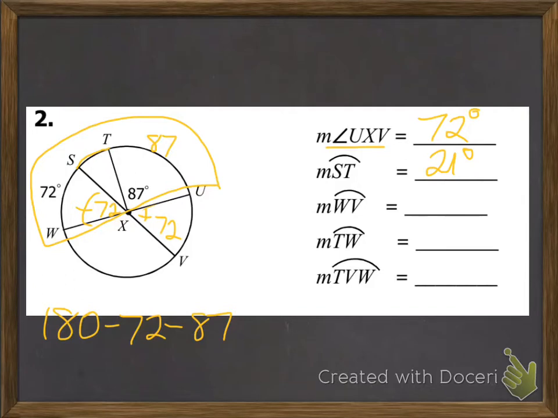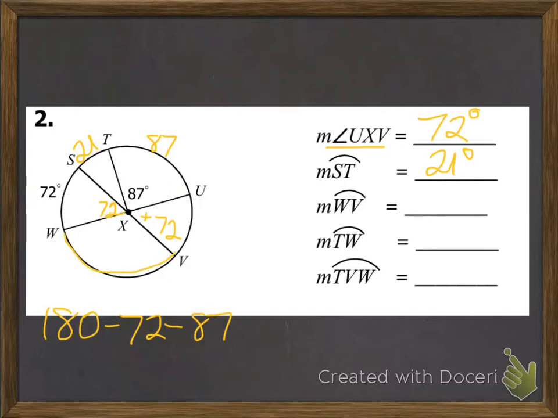So now, moving on, let's look at arc WV. So let me erase this giant semicircle here. And I'll go ahead and put 21 right here. I'm trying to fill this in as we go. That is 72. So arc WV, that's going to be this one right here.